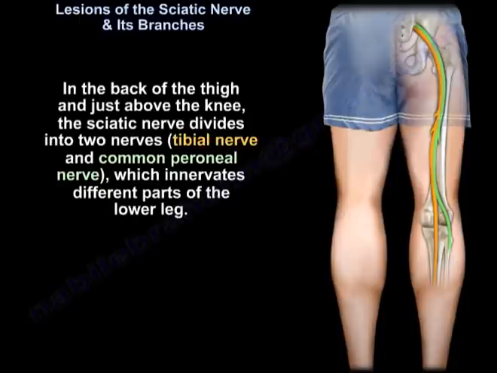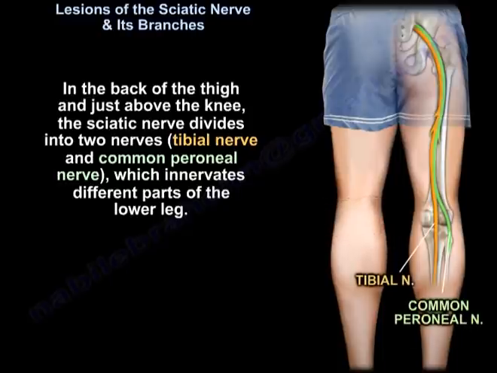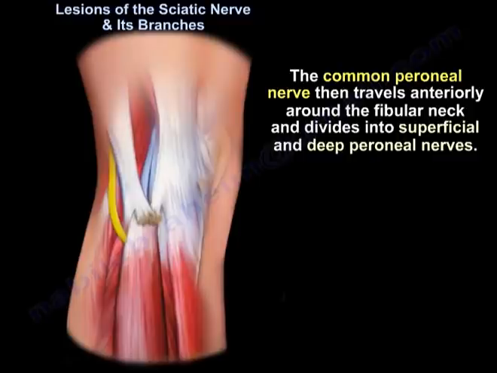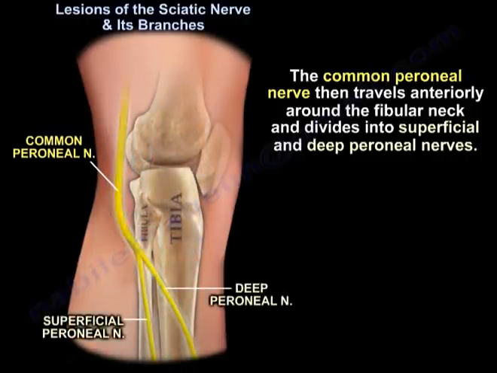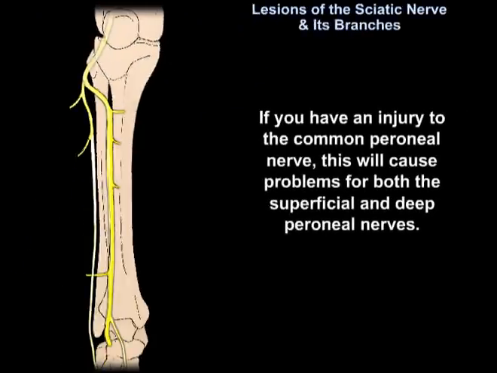In the back of the thigh and just above the knee, the sciatic nerve divides into two nerves, the tibial and the common peroneal nerves, which innervate different parts of the lower leg. The common peroneal nerve then travels anteriorly around the fibular neck and it divides into superficial and deep peroneal nerves. If you have an injury to the common peroneal nerve, this will cause problems for both the superficial and deep peroneal nerves.